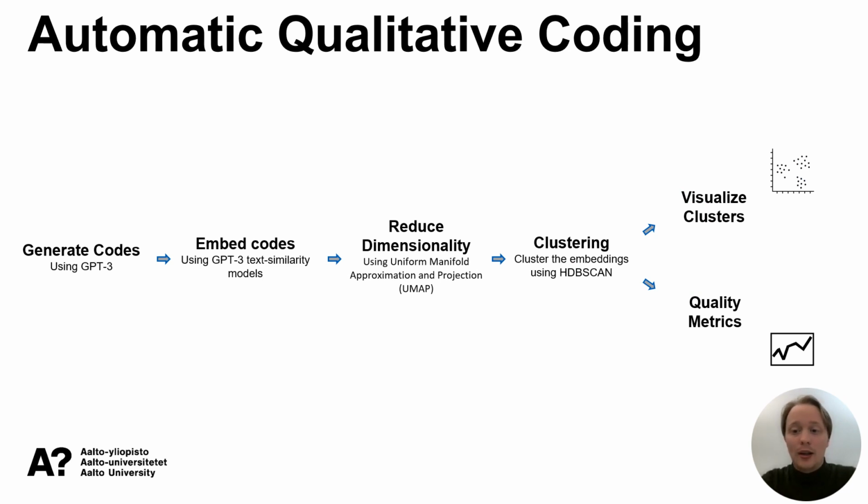The automatic qualitative coding approach combines GPT-3 powered coding of the responses and topic modeling methods. So first, we use GPT-3 to generate codes that summarize the content of the answers. And the motivation behind this coding is that it distills the essence of the answers and reduces noise.